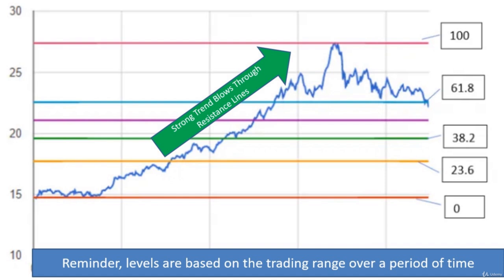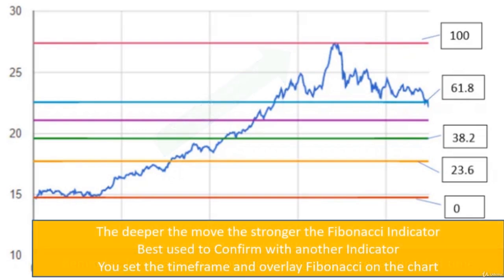And we might use our trading based around that, whether we're putting in a stop loss or different types of market trading mechanisms we'll look at. But you can see that's just an example of how that would happen. And one way you can look at that too is the deeper the move, the stronger the Fibonacci indicator. So if we looked at that and said, okay, 23.6 is not as deep a move, right? It's not as strong a move as, let's say, 38.2 or certainly 61.8 or 100.